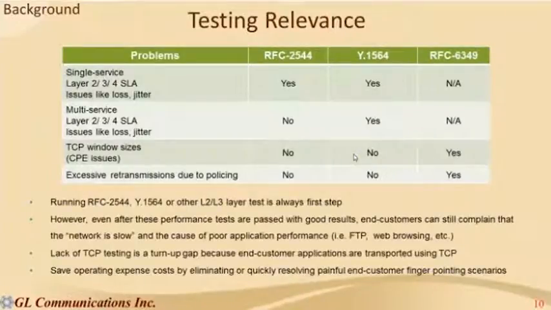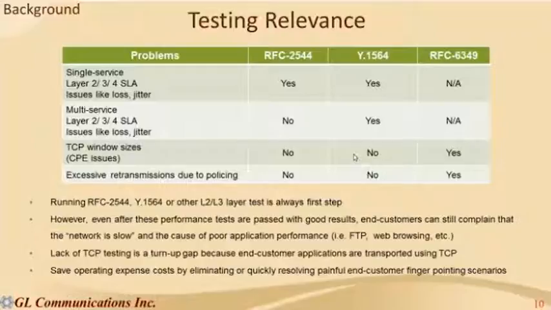The next graph, or chart, is showing the performance testing methods, where we've now introduced RFC-6349 and what is supported for each of these. In general, RFC-2544 and ITU Y.1564 is a good first step in testing the network and validating the SLA.